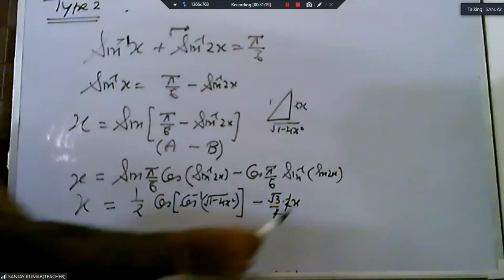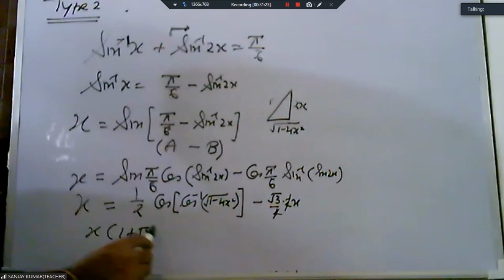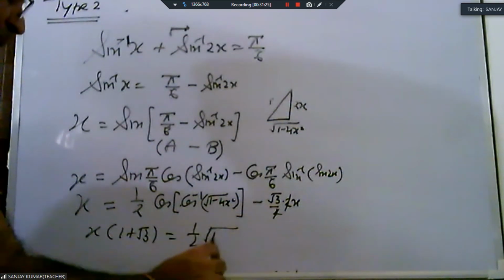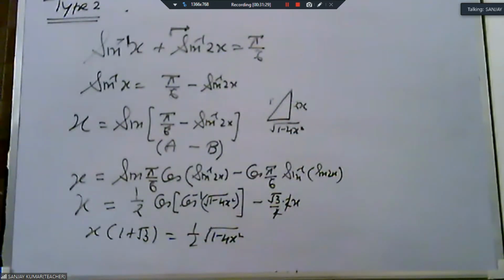Now this 2 is cancelled with 2. We take this side x into 1 plus root 3, and this one is half under root 1 minus 4x square. Then by the help of squaring both the sides, we get the values of x. We can find the values of x by the help of squaring. Okay, again, carefully you see the question.